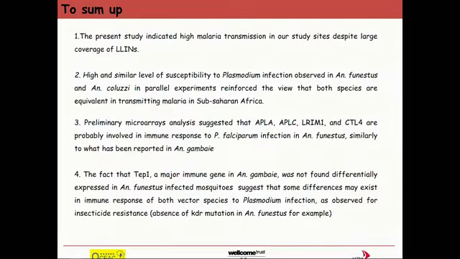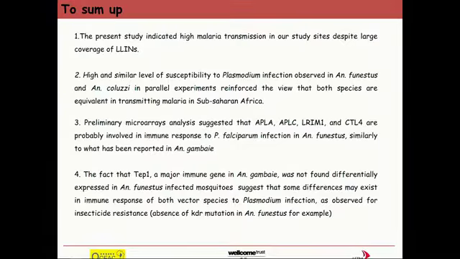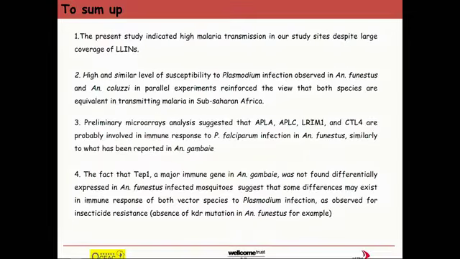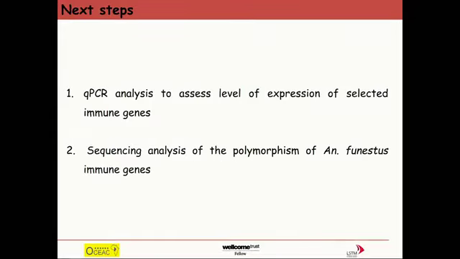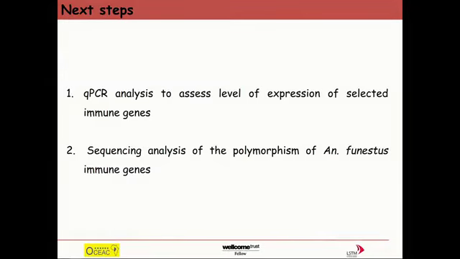The fact that TEP1, the major immune gene in Anopheles gambiae, was not found differentially expressed in funestus-infected mosquitoes suggests that some difference may exist in the immune response of both vectors to Plasmodium infection, as observed for insecticide resistance. We know that in insecticide resistance there is a kdr mutation in Anopheles gambiae, but this was never found in Anopheles funestus mosquitoes. So the next step is to do some qPCR and sequence analysis.